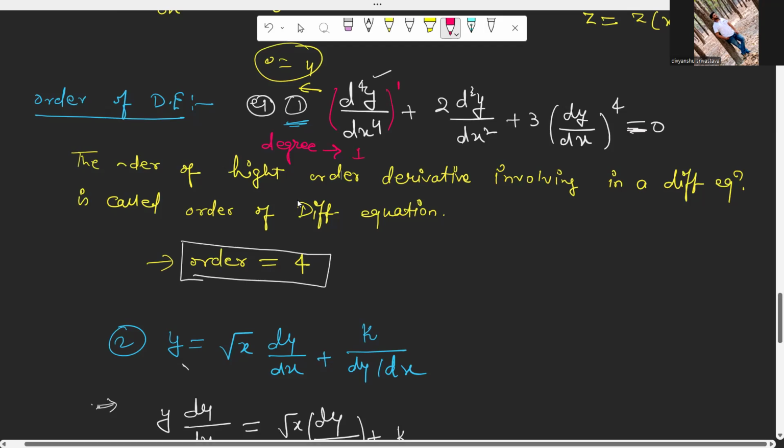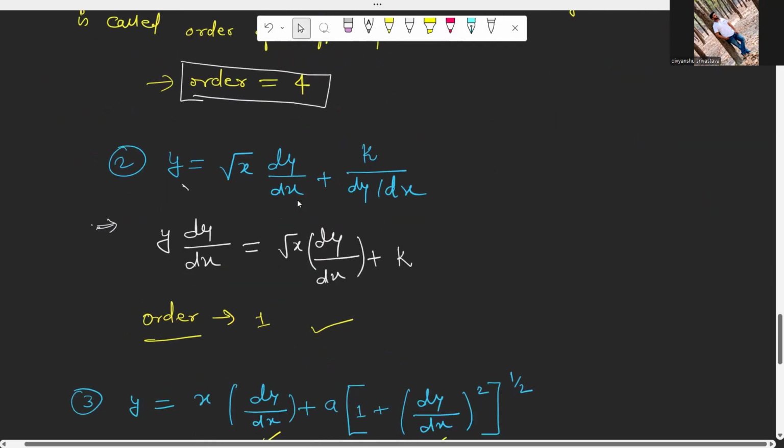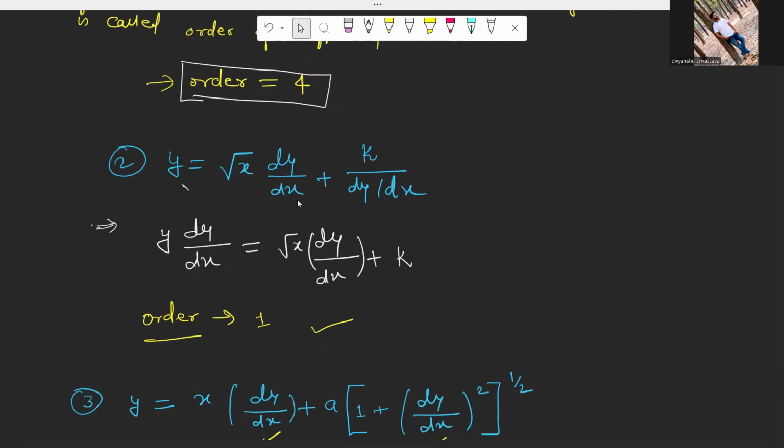Now come to the next question. Also check with this question. The power of the highest derivative is basically your degree part. So what is the degree of this second question?